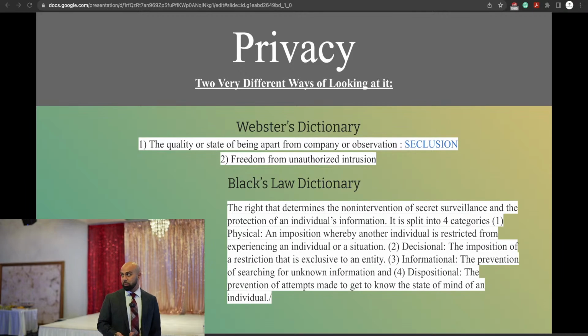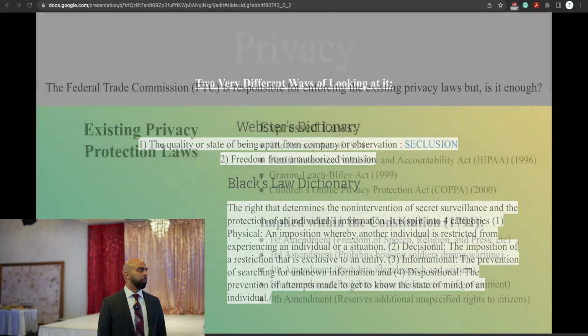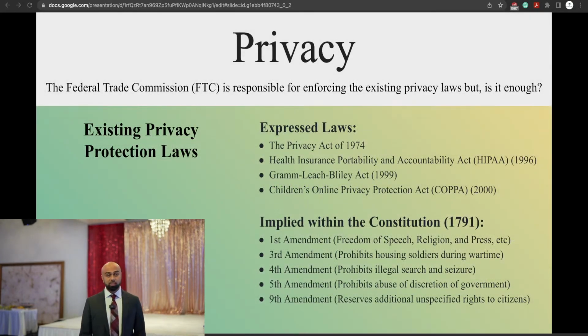We break it up into a lot of big parts, and that's a big reason why very few people actually understand how to protect their privacy. It's broken into 4 parts. I'll go into those: physical, decisional, informational, and dispositional. Next slide. Now, privacy laws that are existing.